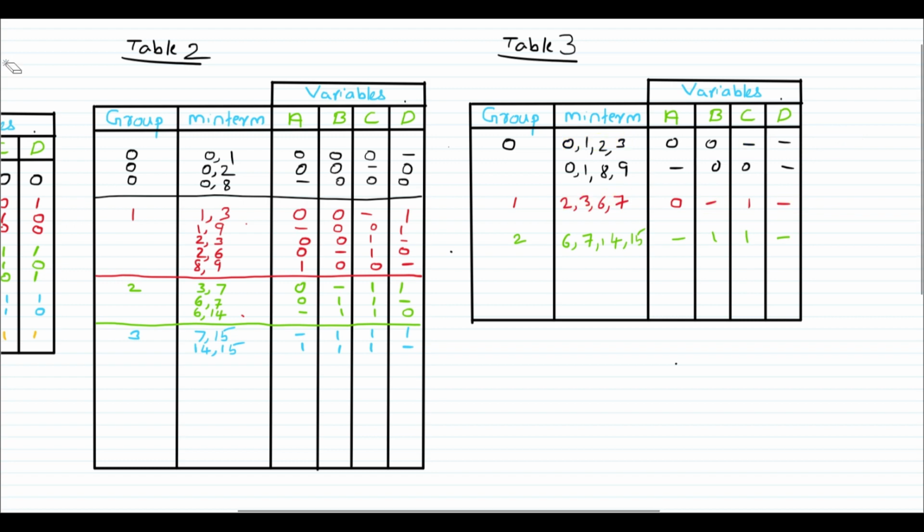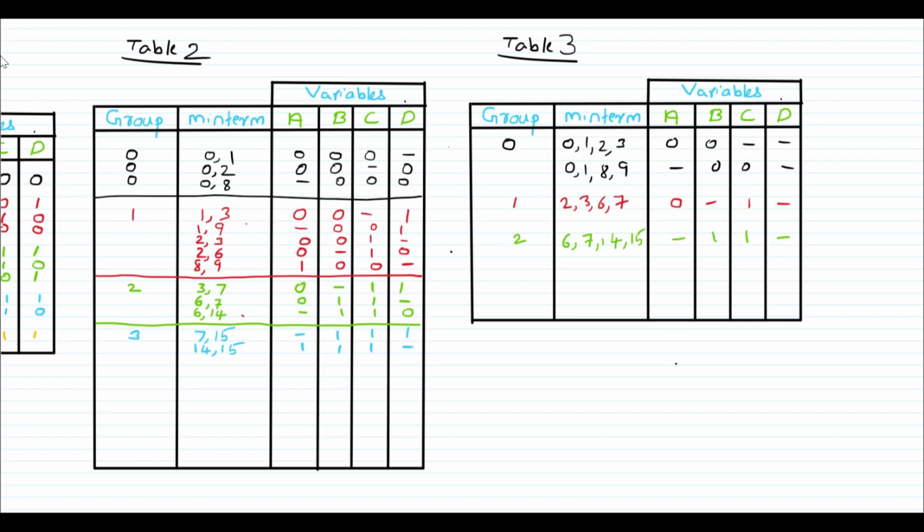Now we will check the next minterm group 0, 1, 8, 9 with 2, 3, 6, 7. We have 2 dashes here, and for 2, 3, 6, 7 the 2 dashes are in different places. So again, it is not possible. Now we will check group 1 and group 2. For group 1 we have dashes in B and D, and for group 2 the dashes are in different places, so it is not possible. So we cannot group further, and this is the final table.